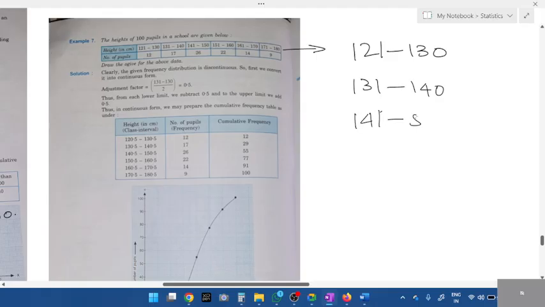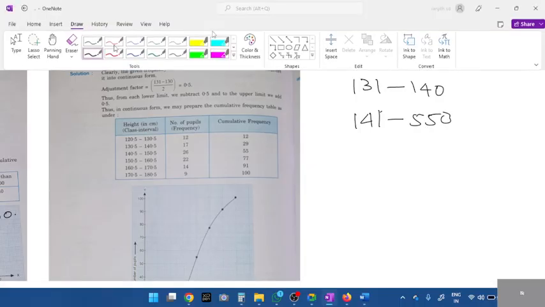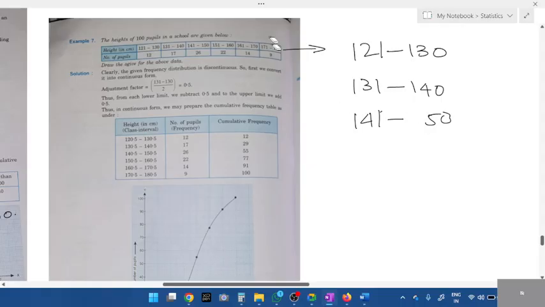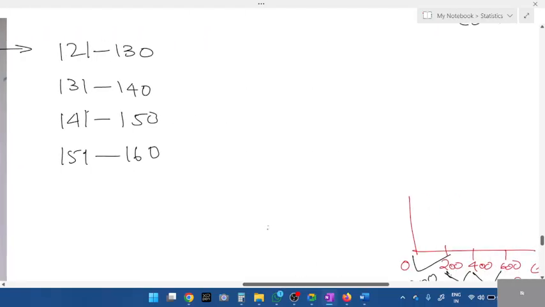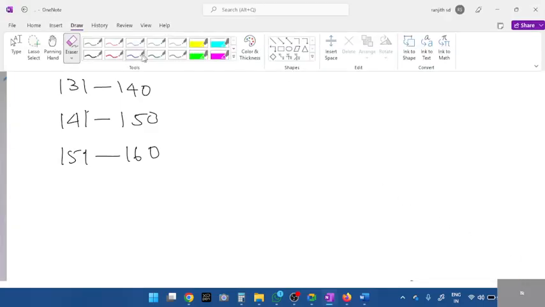Very good. Yes. You have understood. 130 is not repeated, right? 150, then we have 151 to 160. How do you convert? How do you make it continuous? How much do you have to subtract? Tell me how much you have to subtract from each.